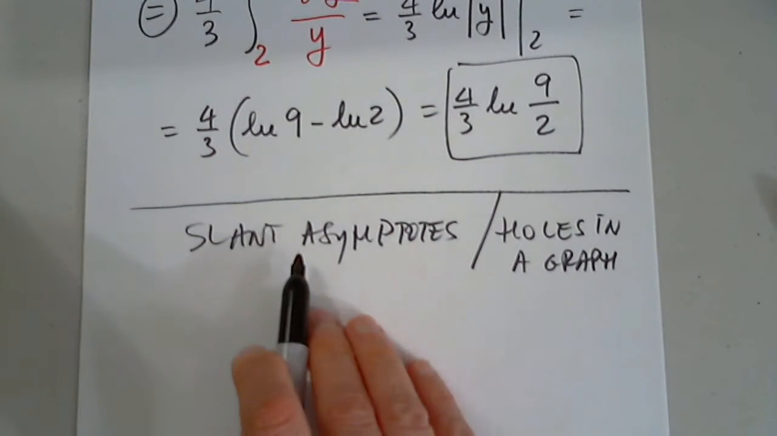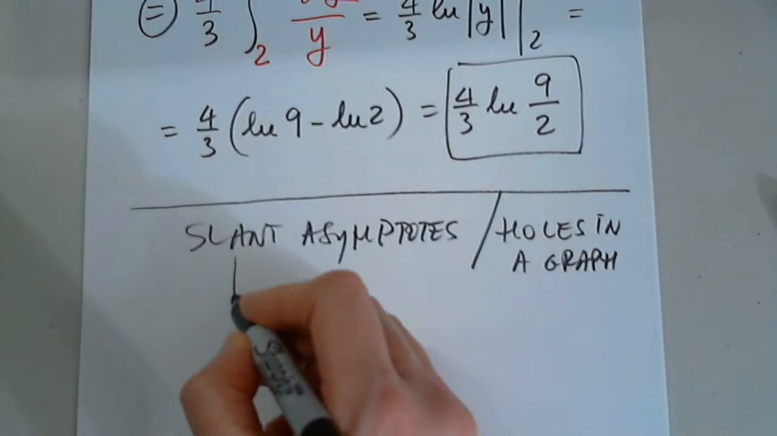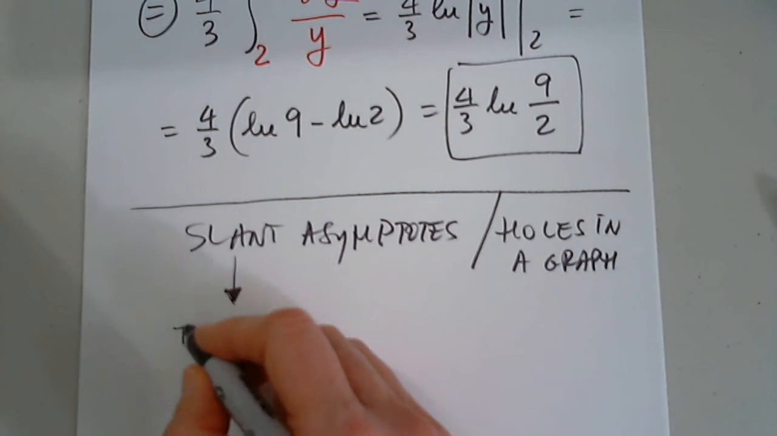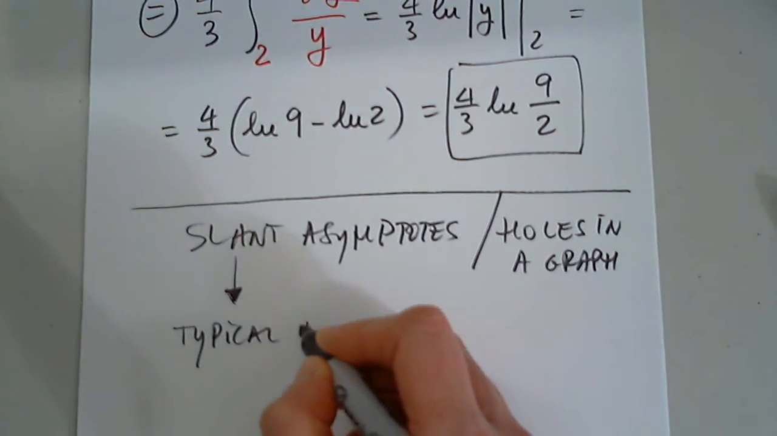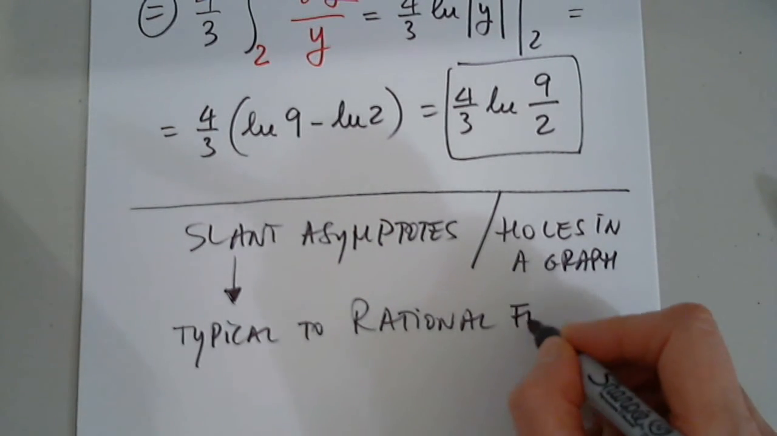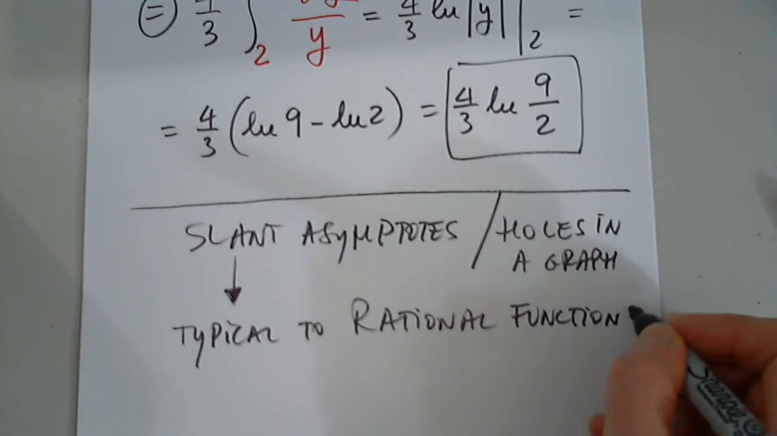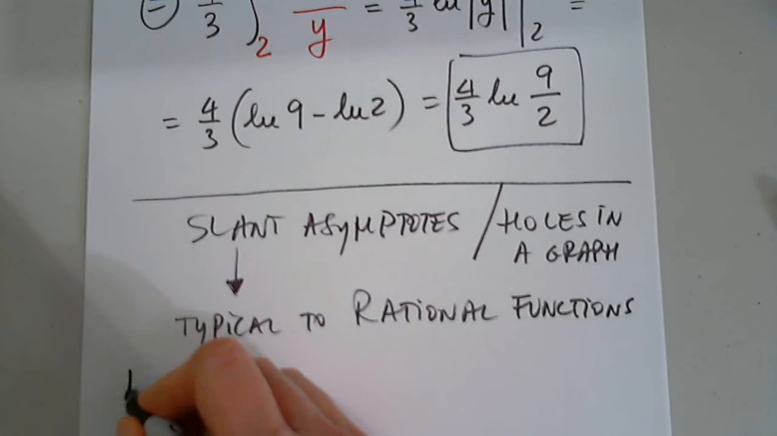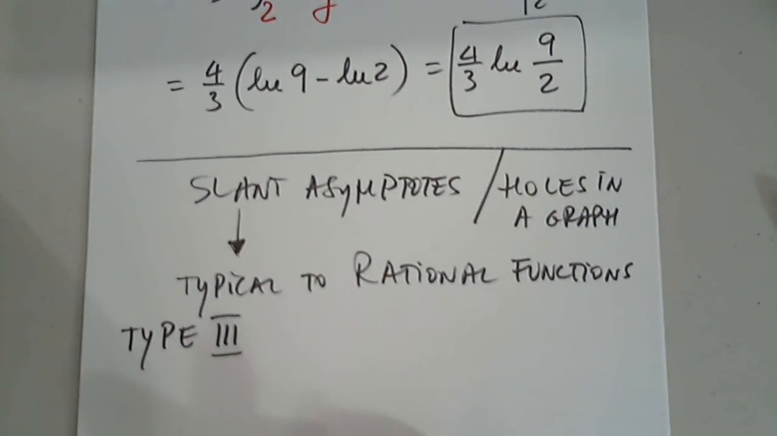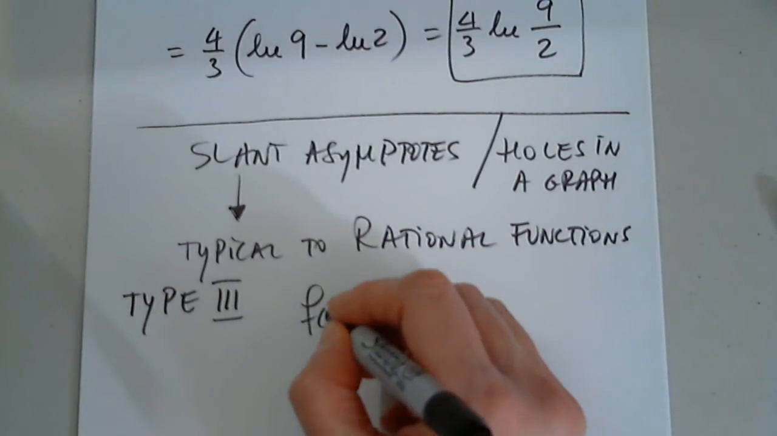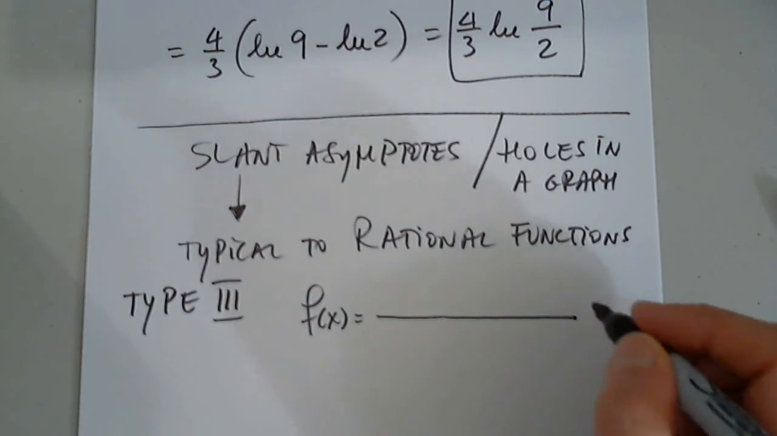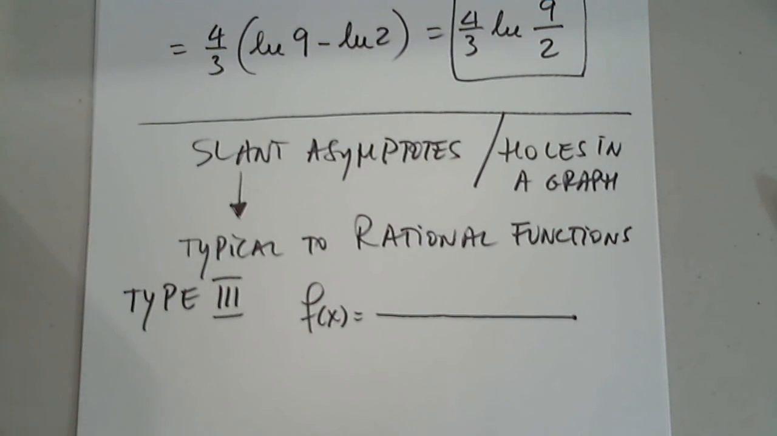So let's start with the slant asymptote. So the slant asymptote is typical to rational functions of what I like to call type 3. What is that type 3? It's a rational function that has a higher degree in the numerator by exactly 1 unit higher.